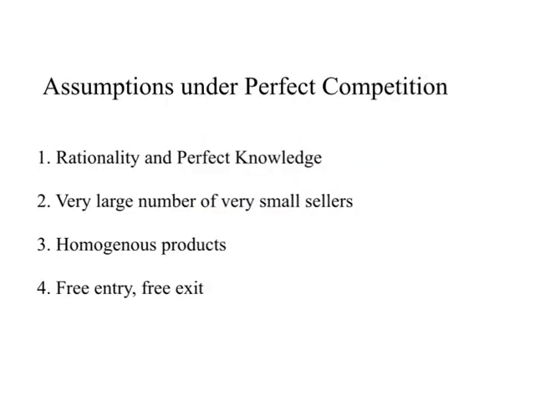Once again, monopolistic competition is an example of imperfect competition, and we know imperfect competition arises as long as there is some departure from perfect competition. So let us revisit the assumptions we made under perfect competition. The first assumption we made is rationality and perfect knowledge. The second assumption we made is very large number of very small sellers.